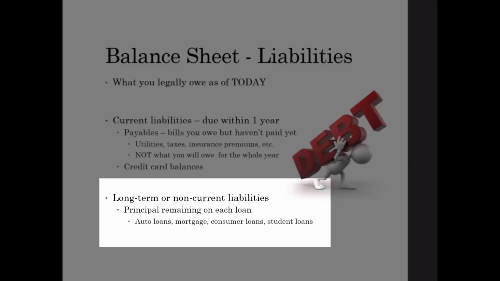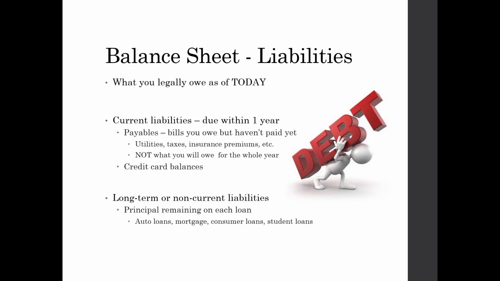For your long-term or non-current liabilities, here's where we're going to list the amount you have borrowed that is supposed to be paid back, but not within the next year. This might be over the next 5 years, 10 years, 30 years, whatever it happens to be. So this is where we're going to list the value of the auto loan that you still owe the bank. Or a mortgage. This is a loan you get to purchase a house. We're going to list the value we owe the bank for that mortgage.